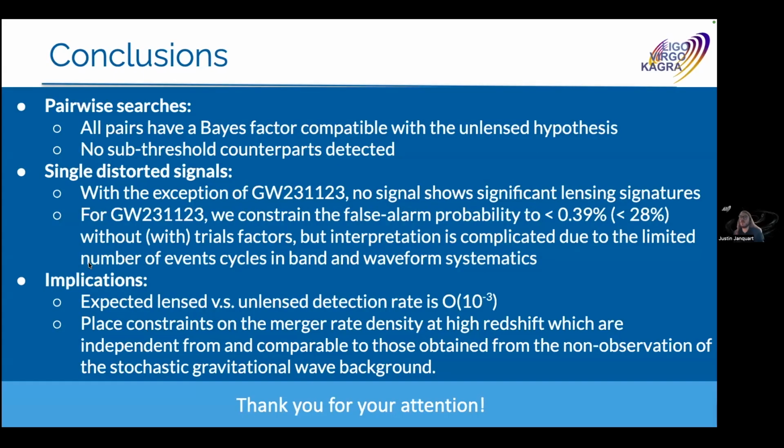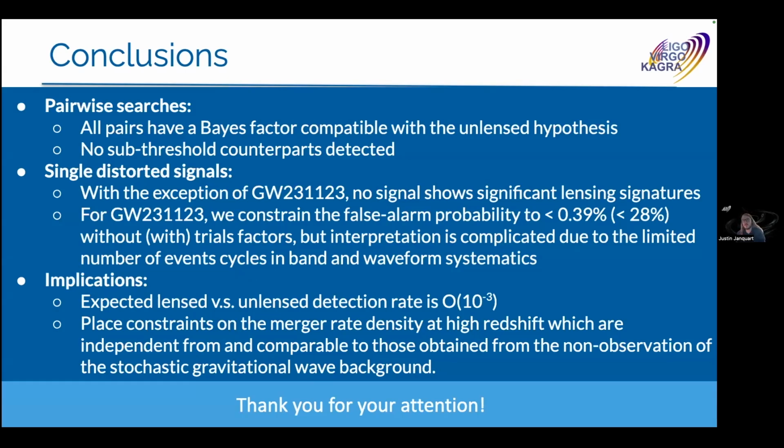To give a brief summary of the different points that we have shown here based on the GWTC 4.0 data: on the pairwise searches, all our superthreshold pairs have a bias factor compatible with the unlensed hypothesis. We also did not find any subthreshold counterparts to one of these superthreshold events that would favor lensing. Finally, on the single distorted signal searches, no evidence for type 2 images.